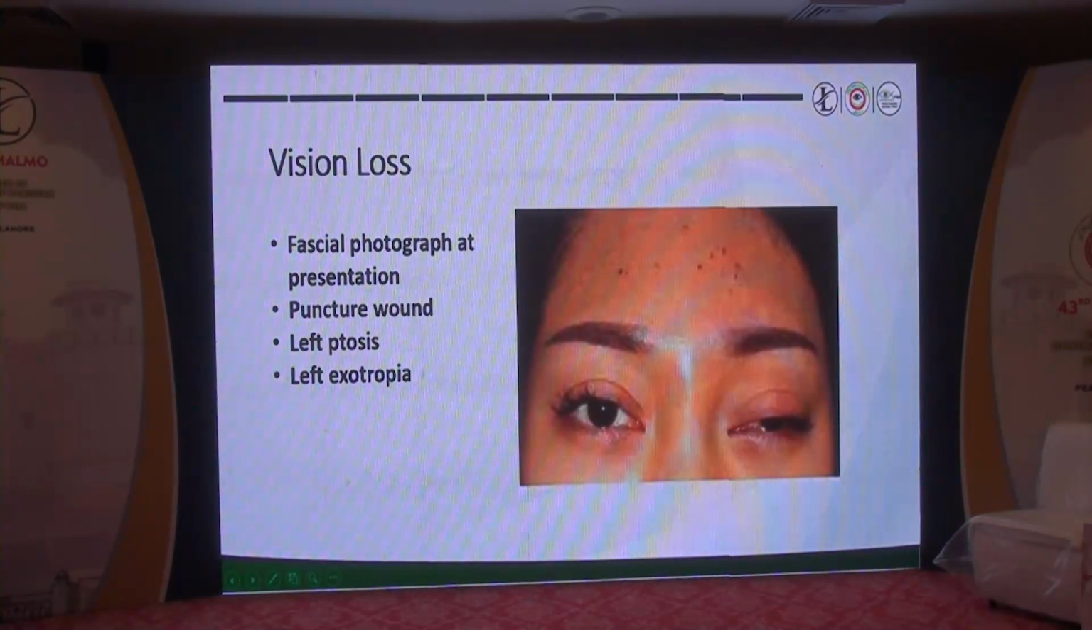And the most devastating of all is vision loss. This is a case from Taiwan. This occurred in 2019. This patient had a dermal filler in the forehead, and within a few hours presented to this facility with vision loss. The patient also developed third nerve palsy. You can see there is ptosis, there is exotropia, and there are puncture wounds on the forehead. The primary care provider tried to puncture it so that they could take most of the HA out of the patient, but by that time vision loss had already occurred.